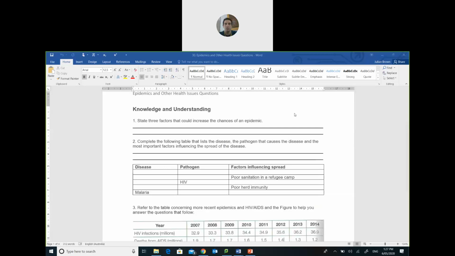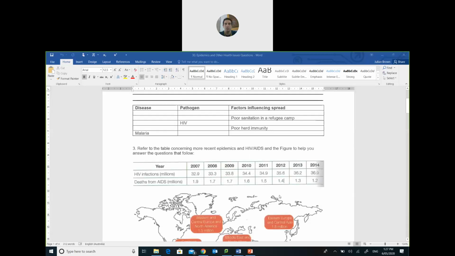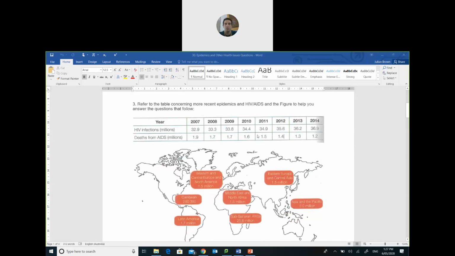We then talked about this third question, which looks at the HIV/AIDS epidemic, which started in the 80s, but even as late as 2007 to 2014, which is where these numbers come from, we're still getting a large number of HIV infections. The top row shows us the number of HIV infections. Remember, that's the pathogen. So this many people have been infected by the pathogen. We can see that the numbers are steadily rising, whereas the death from AIDS, which is the disease, seems to be going down.